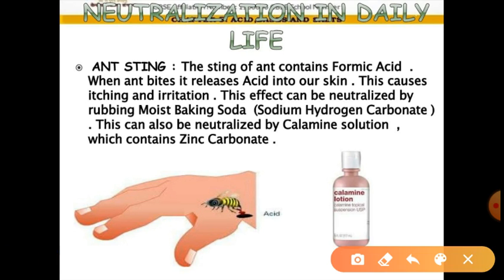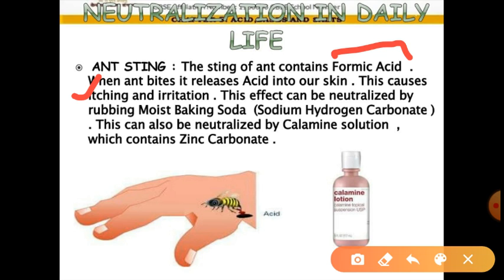Second application is in the treatment of ant sting or ant bite. Ant sting has acid, formic acid, and when this acid comes in contact with the skin or goes into the skin, it causes itching and irritation. Also there is reddening and swelling.